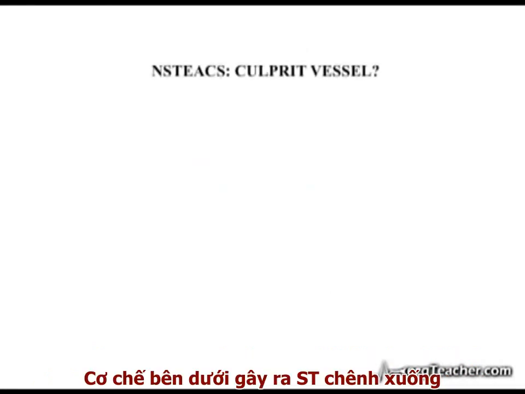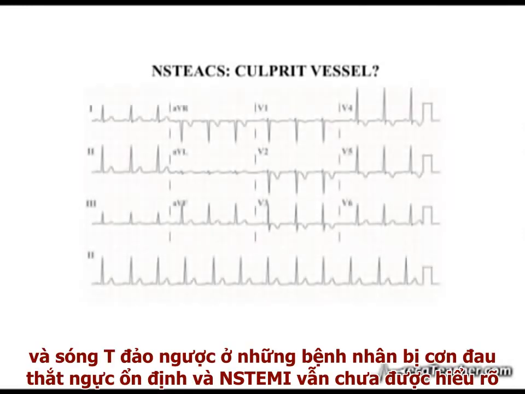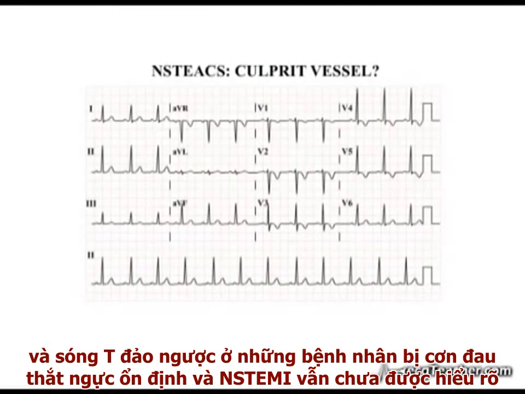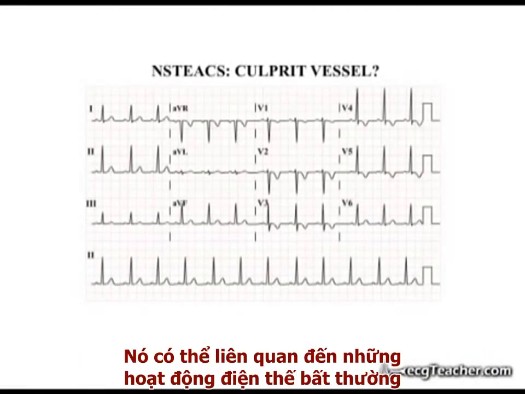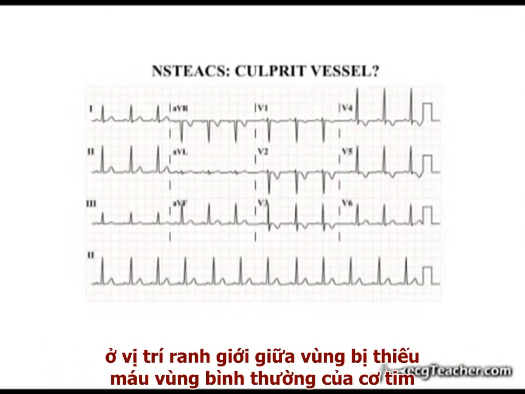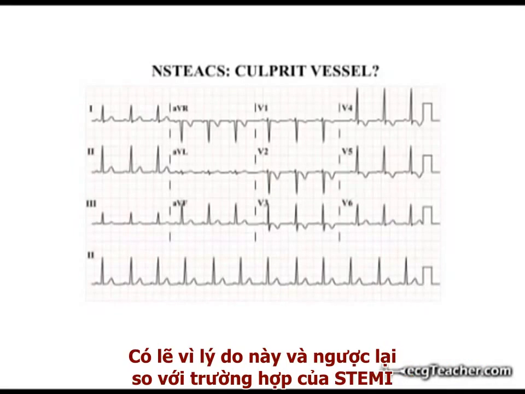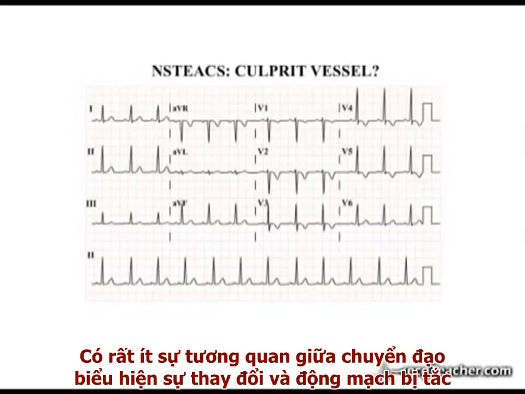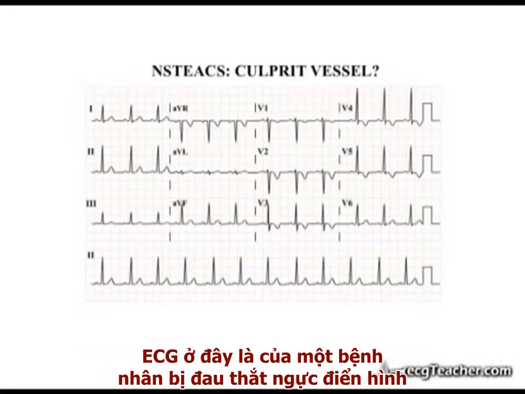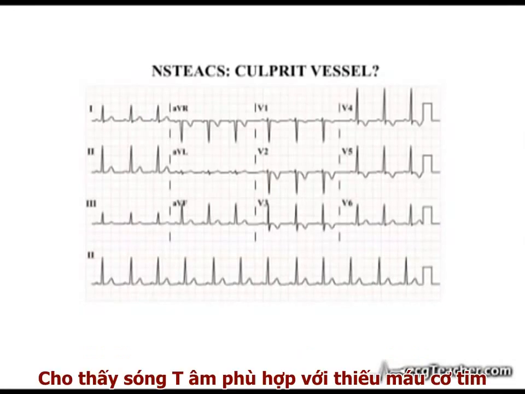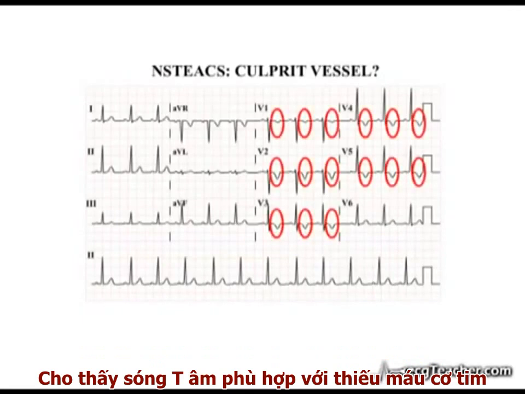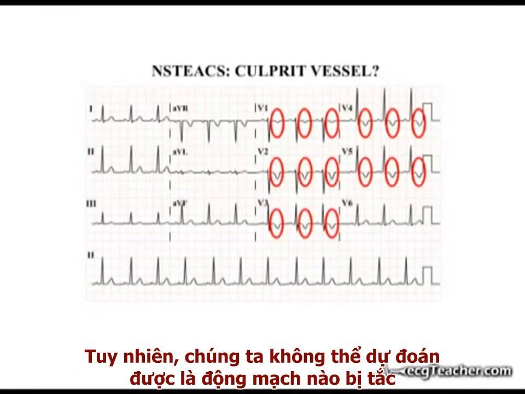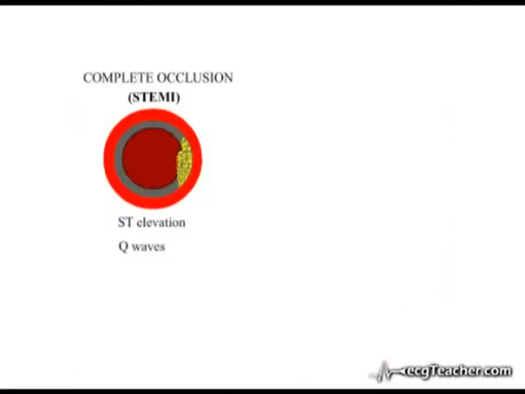The mechanisms generating ST depression and T-wave inversion in patients with unstable angina and non-ST elevation MI are poorly understood. They may relate to abnormal electrical events at the margins between ischemic and adjacent normal regions of myocardium. Perhaps for this reason, and in marked contrast to ST elevation MI, the distribution of the ECG changes among the leads correlates poorly with the vessel obstructed. The ECG shown here from a patient with typical chest pain demonstrates T-wave inversion, which is certainly consistent with myocardial ischemia. However, we cannot deduce which coronary vessel is involved.